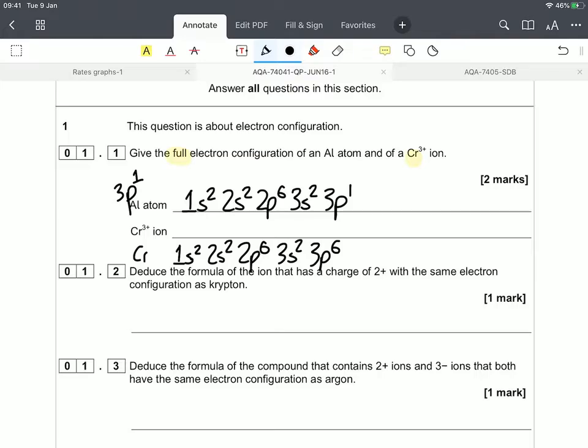So the thing that is special about chromium is, instead of adopting this electron configuration, which is incorrect, it has this electron configuration. Same number of electrons, but you get this partially filled S sublevel and a half filled 3D sublevel. Again, I'm not going to explain why you're supposed to know that.